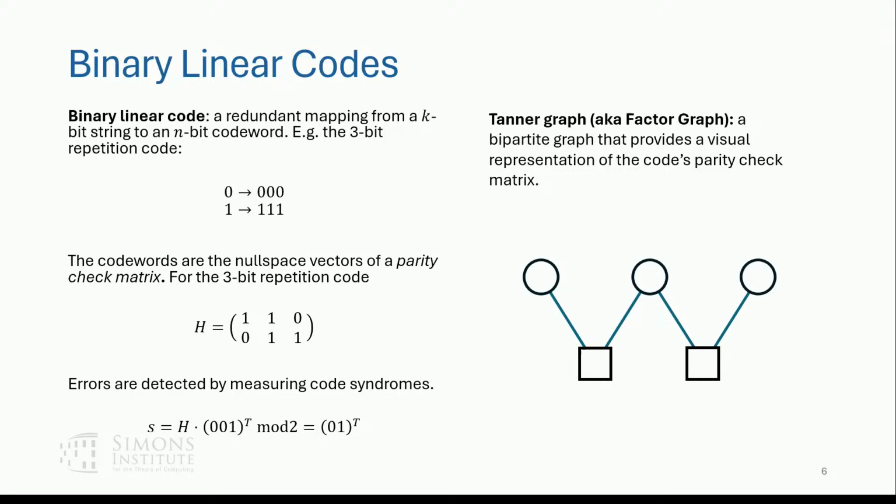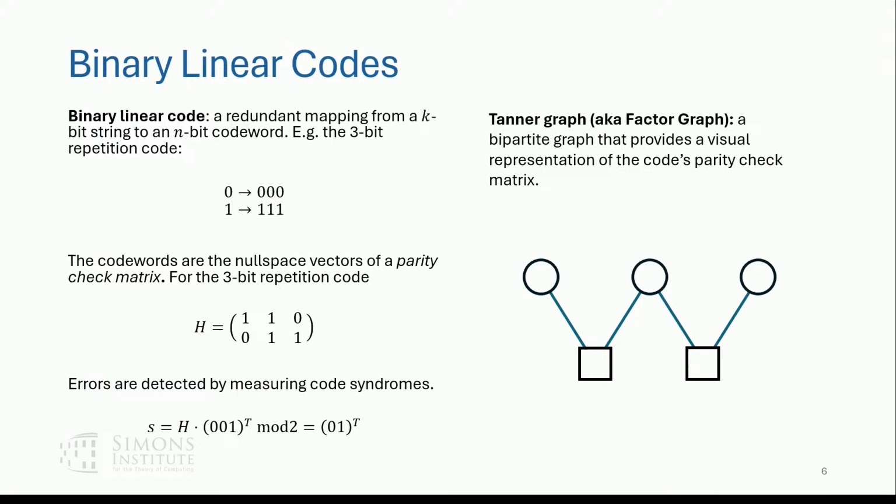Any binary linear code can be represented in terms of a parity check matrix, which is defined such that all the code words are in its null space. If the code word is uncorrupted, so it's just 0, 0, 0, and we multiply it by the parity check matrix, we just map to the 0 vector, so we know that nothing's wrong. However, if our code word is corrupted, then it no longer maps to the 0 vector, and we get a so-called non-trivial syndrome that tells us that something's gone wrong with our encoding, and we have to do something about it.